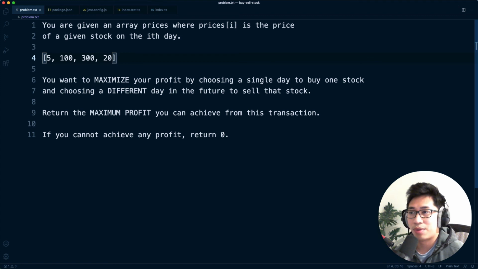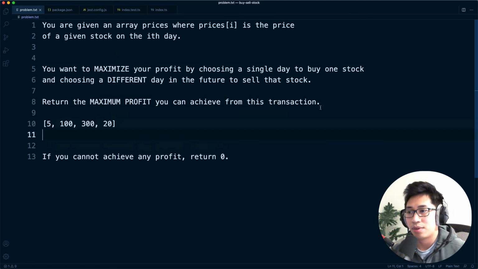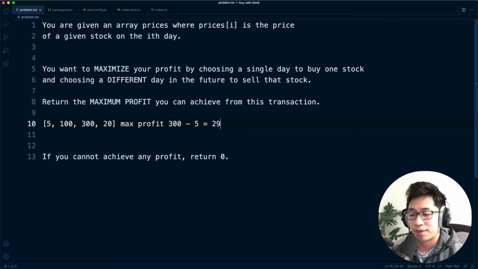So for example, if we were taking this example array and trying to maximize the profit, ideally you probably want to buy at the earliest in this case and then sell it at the peak at the 300, so that you would have a max profit of 300 minus 5, which equals 295, right?